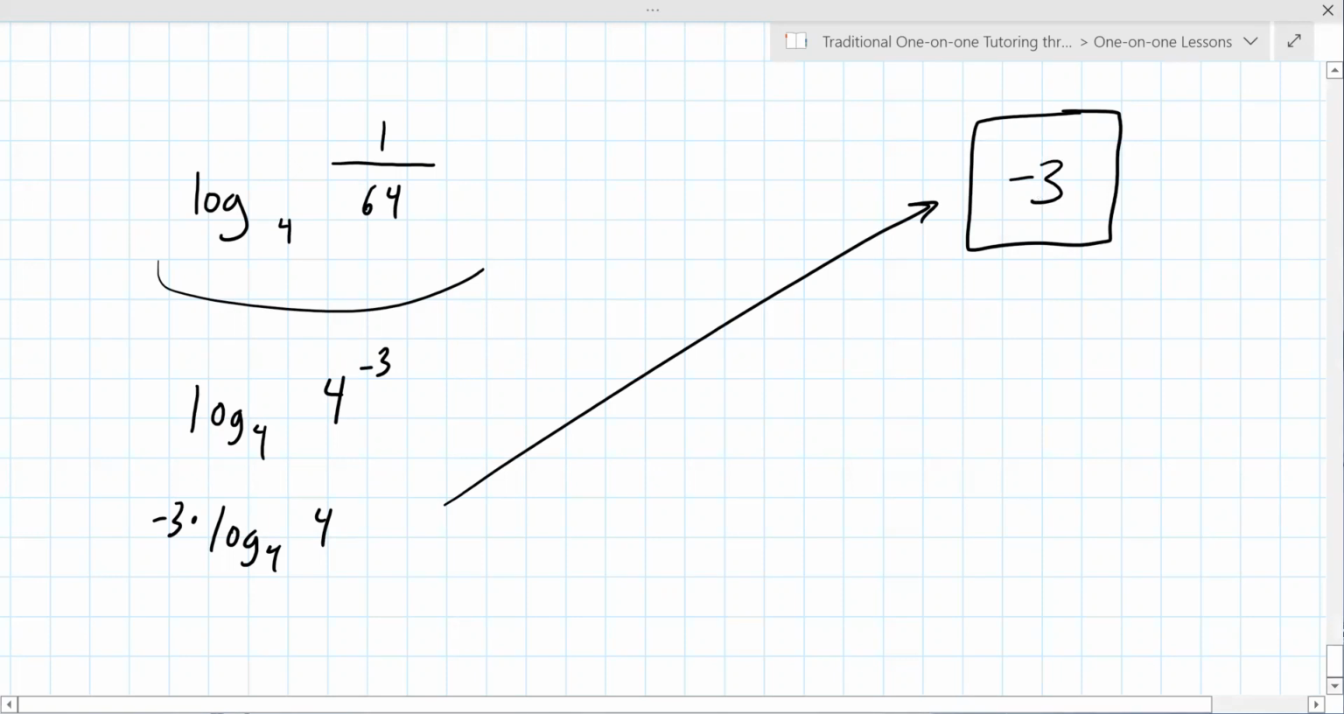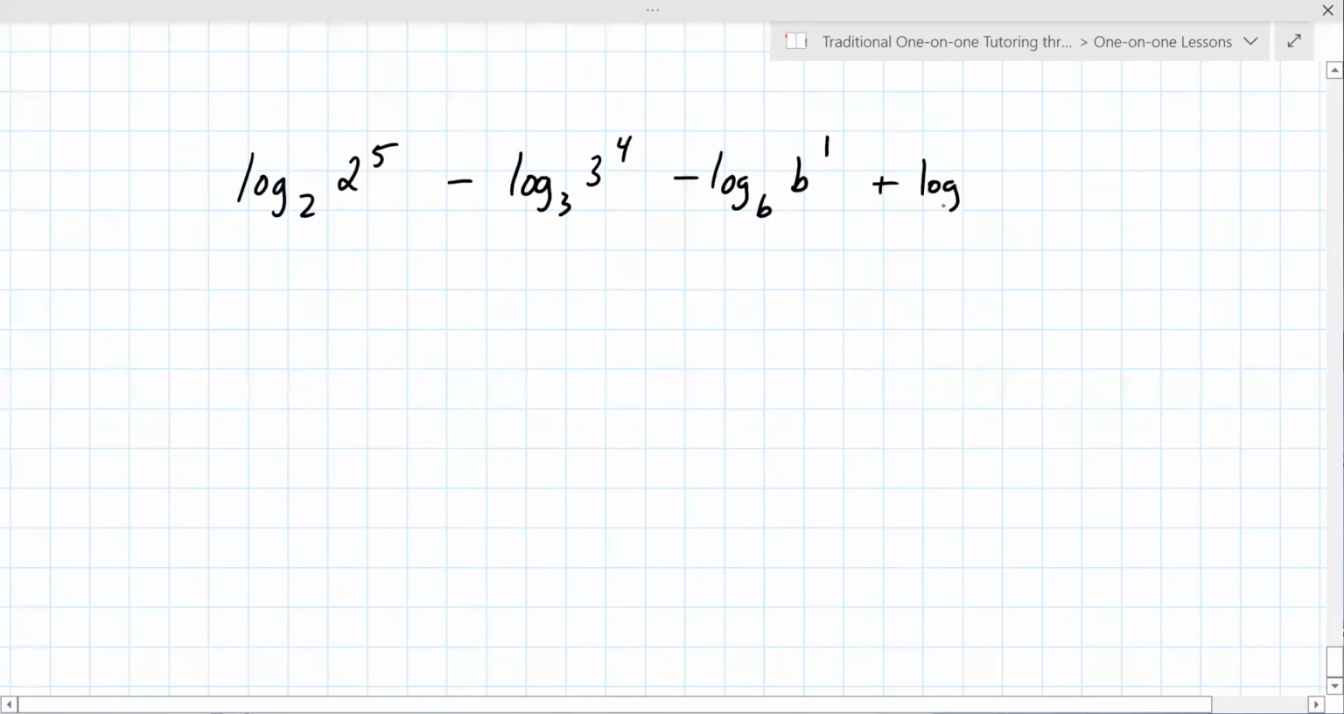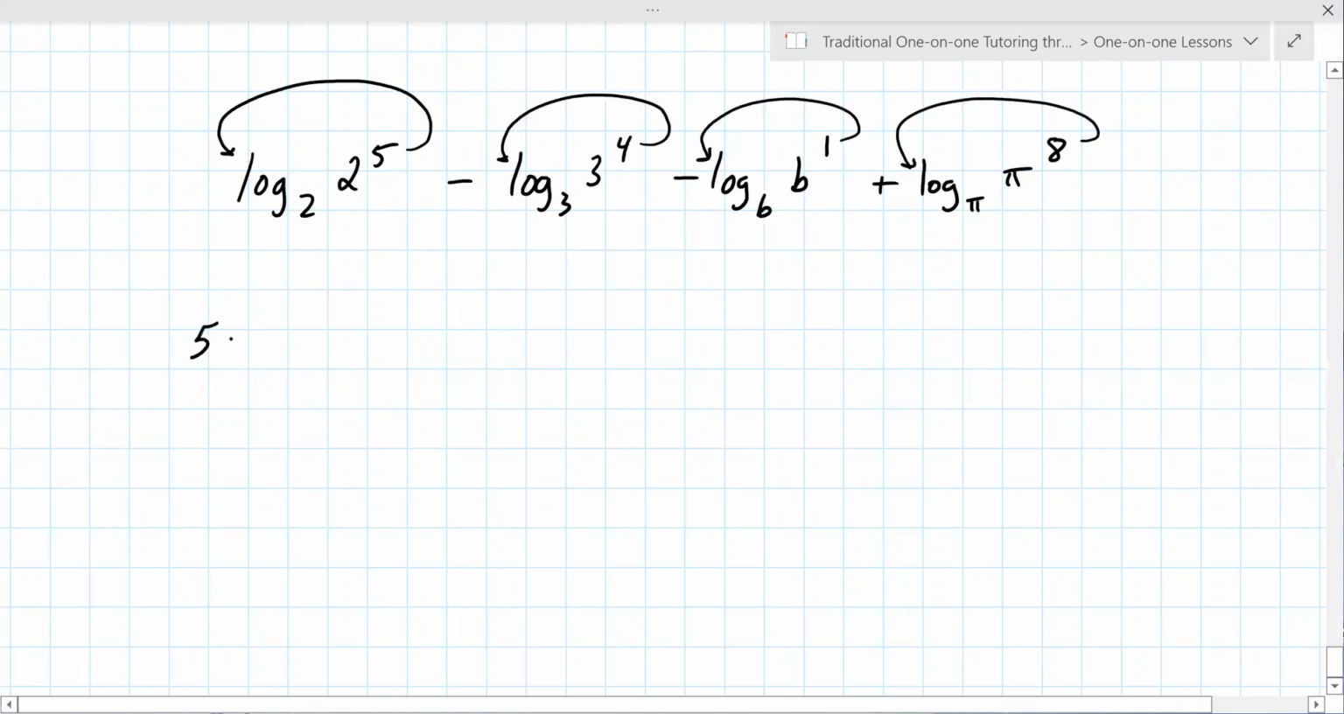Okay, let me try to illustrate this with a different kind of example. Log base 2 of 2 to the 5th, minus log base 3 of 3 to the 4th, minus log base b of b to the power of 1, plus log base pi of pi to the power of 8. So here's what we're going to do for each of these. We're going to use that exponent rule. We're going to bring the exponent for each one out in front. Okay. So it's 5 times log base 2 of 2 minus 4 log base 3 of 3 minus 1 times log base b of b plus 8 log base pi of pi.